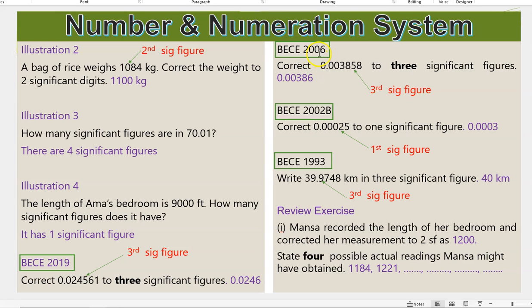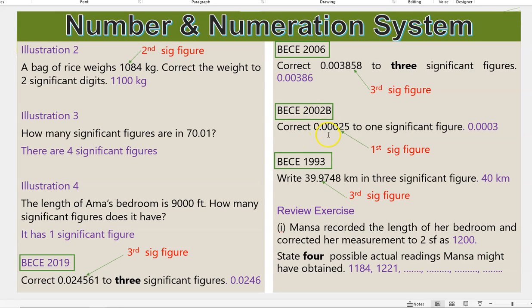BECE 2006. Correct 0.003858 to 3 significant figures. And of course, the number 5 here is the third significant figure. And of course, the number to the right of 5 is 8. And therefore, we are going to borrow 1 and add it to the 5, making 6. And therefore, our final answer is going to be 0.00386.